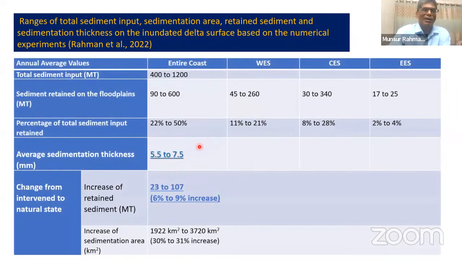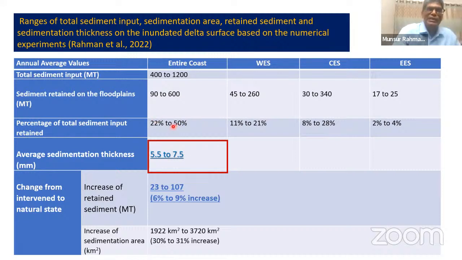And the range of information that we received from these experiments are something like this. For example, the total input we provided, and then the sediment retained in the floodplain in the different inter-coast and also in the different regions also varied. That means the sedimentation potential in each of the regions is quite different. And if we try to reclaim land anywhere on this coast, it may again create some problem because the sedimentation potential in each of the regions varies. And accordingly, we need to make some planning.